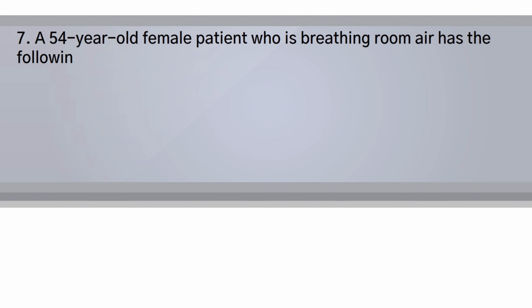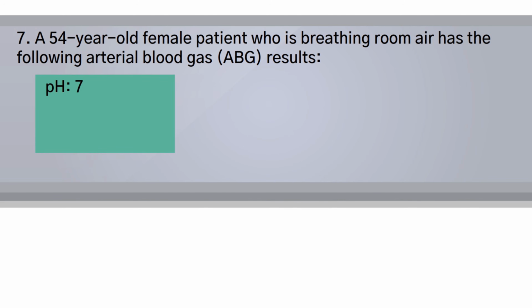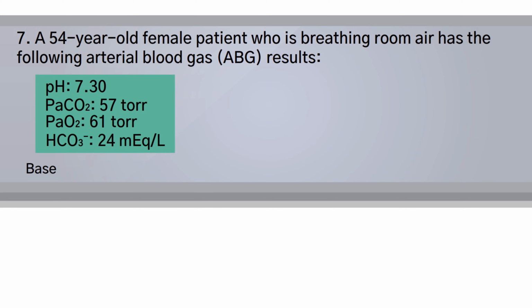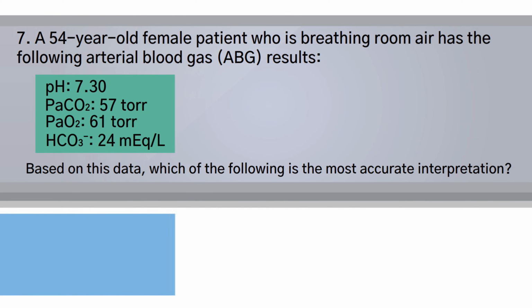Question number 7. A 54-year-old female patient who is breathing room air has the following arterial blood gas results. pH of 7.30, PaCO₂ of 57, PaO₂ of 61, bicarb of 24. Based on this data, which of the following is the most accurate interpretation?